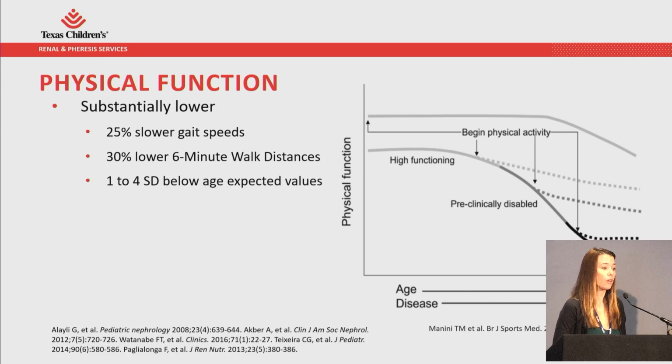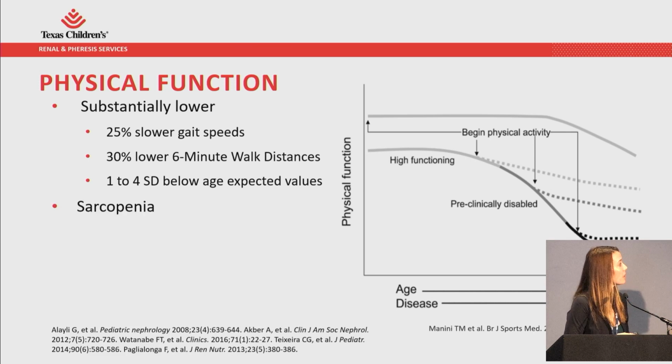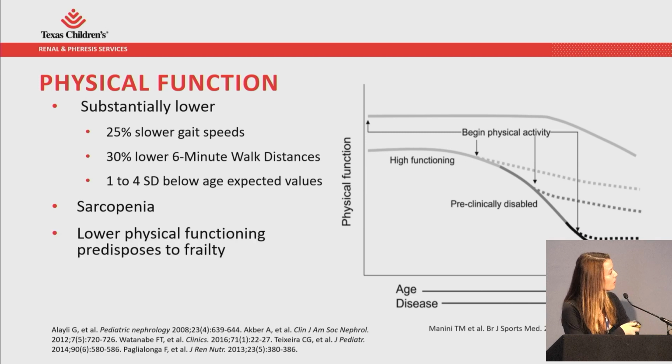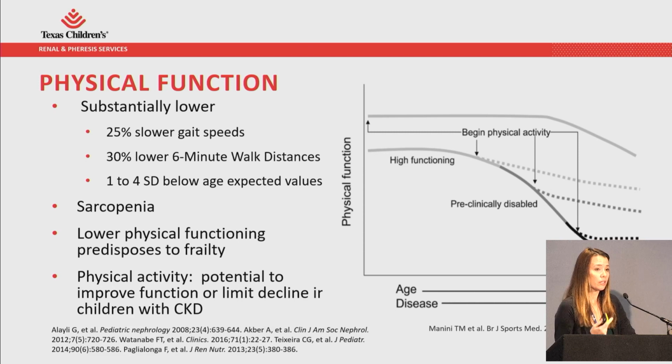Lower gait speeds, 30% lower 6-minute walk distances, anywhere between less than 1 to 4 standard deviations below age-expected means. And so as Noni was talking, my biggest concern here is sarcopenia, right? One of the key measures is decreased function. And then this also increases the risk for frailty as well. So physical activity does have the potential to improve function or limit the decline in children with CKD as well.